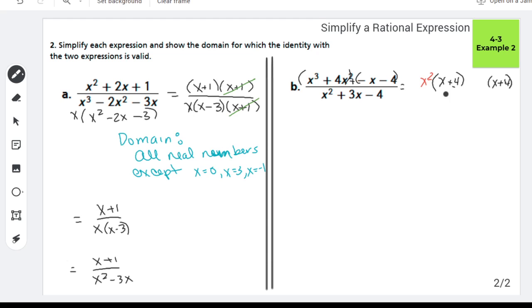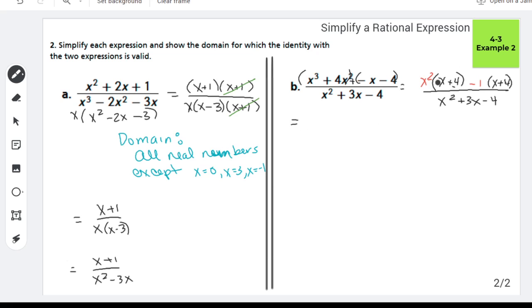But the signs are backwards, right? Because it's negative x minus 4. So that means that the GCF I need to factor out to flip the signs here would be a negative 1. Don't panic about this bottom part yet. We'll get to factoring that in a moment.